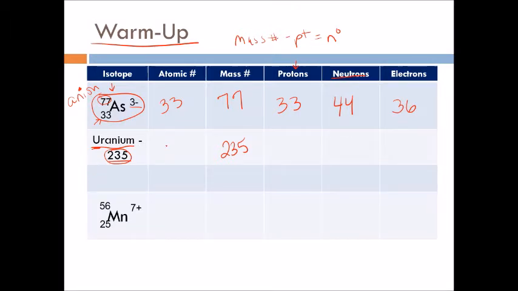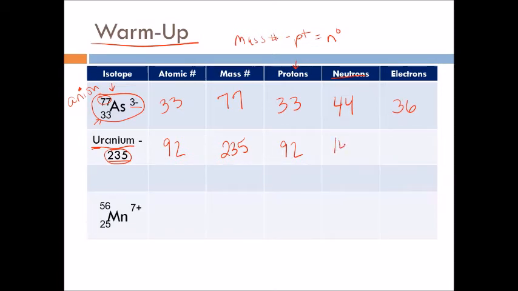And if you look for U on the periodic table, you'll see, as stated by some of your classmates, it is 92 on the periodic table. So what other number is that automatically? Protons. Good. So right here. Now let's figure out our neutrons. 235 minus 92. How many neutrons?